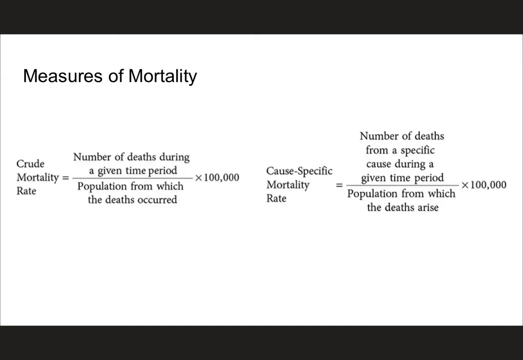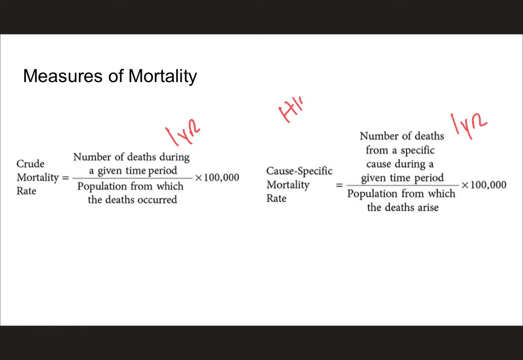So what are the measures of mortality? Crude mortality rate, the number of deaths during a given time period, usually 1 year, divided by the population from which the deaths occurred. The cause-specific mortality rate is the number of deaths from a specific cause during a given time period, usually a year, divided by the population from which the deaths arise. Okay, so there's a difference between crude mortality rate and cause-specific mortality rate. Crude is just everybody dying. Cause-specific is everybody dying from a specific condition.